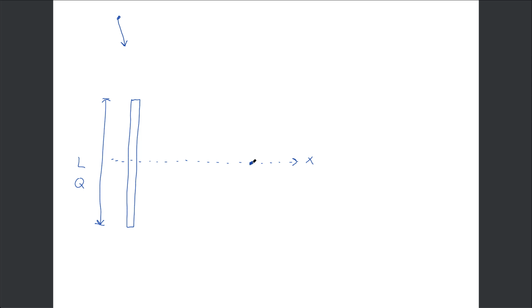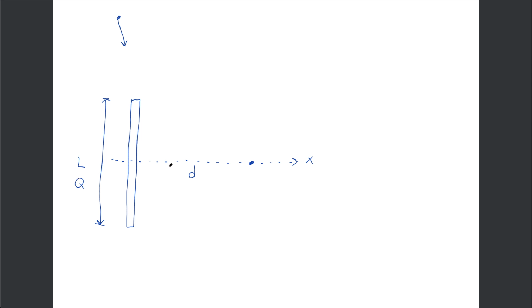We're going to calculate the electric field there. And we're going to say that this is a distance d away. So little d is the distance that this point is from the center of the line of charge here. So the rod has a length L, and it has a total charge Q.